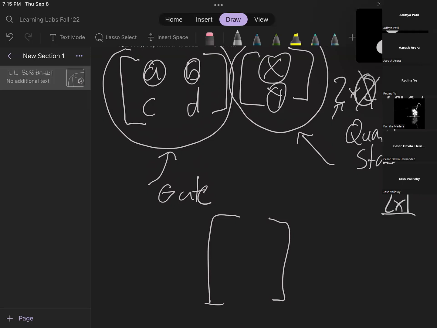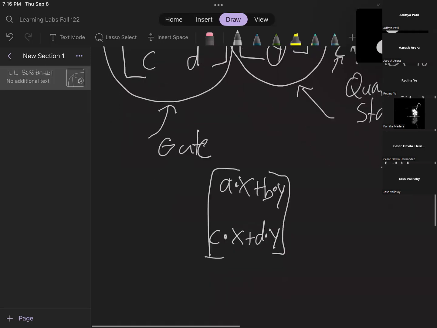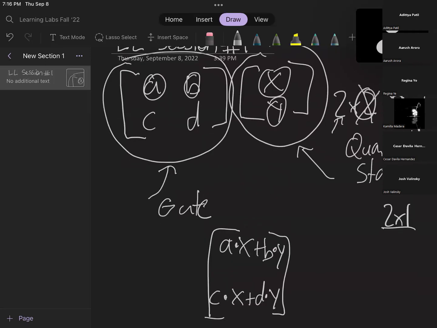And so what you're going to have over here is A times B plus X. Or no, sorry, scratch that. What you're going to have over here is A times X plus B times Y. And then in your second entry, you're going to have C times X plus D times Y. And so this is how you multiply a matrix, and this is how you can manipulate states in quantum computing.